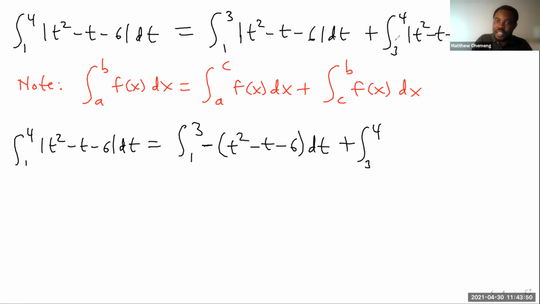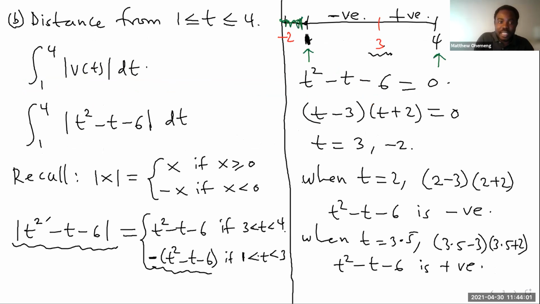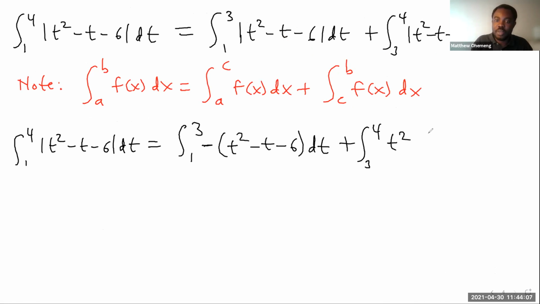And then for this interval, the motivation for breaking it down is so that this expression is strictly positive on this interval. So if it's positive, what does the absolute value become? We just write the same expression inside the absolute value. So that's t squared minus t minus 6 dt. Now we've been able to take care of the absolute values. We have just functions we can get the antiderivative of.